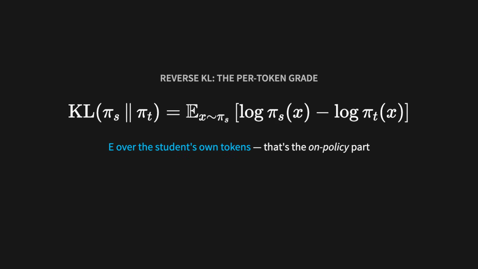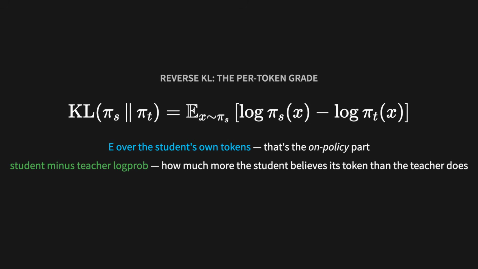The expectation is over X sampled from the student's own tokens. That is the on-policy part. Inside the bracket, you take the student's log prob minus the teacher's log prob: how much more the student believes in this token than the teacher does. Flip the sign, and you have a per-token advantage you can plug into any RL update.